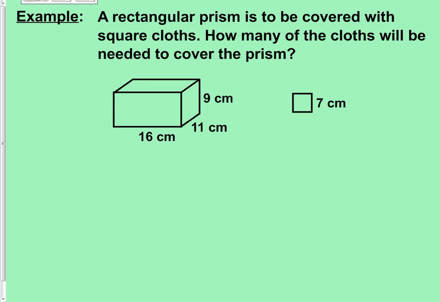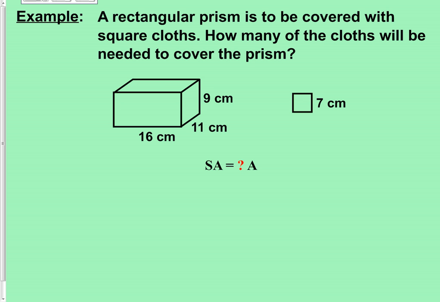So we are going to need to know the overall surface area of the rectangular prism, and we are going to need to know the area of the little square cloth. So here's the question that we are trying to answer: the surface area from the left equals how many of the areas on the right?